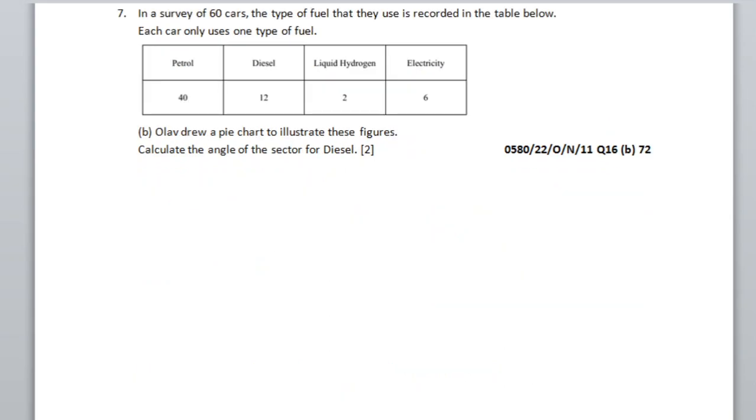Question number 7. In a survey of 60 cars, the type of fuel that they use is recorded in the table below. Each car only uses one type of fuel. Olaf drew a pie chart to illustrate these figures. Calculate the angle of the sector for diesel. So how many total cars are in the survey? It's 60 and total angle in a pie chart is 360 degrees.